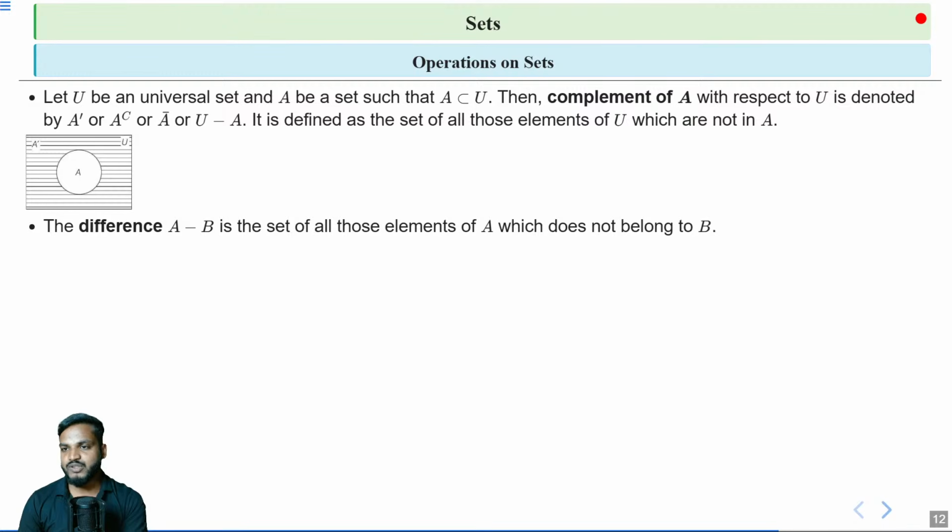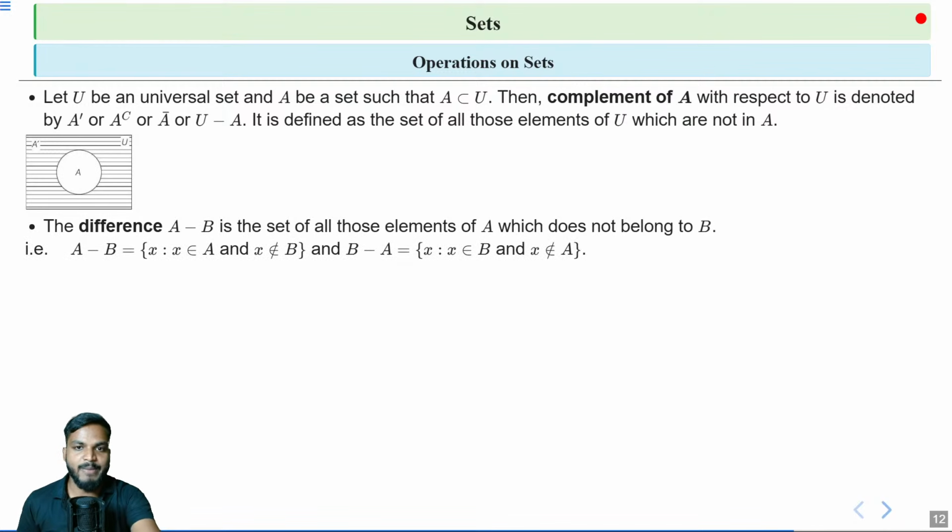Next operation is the difference of sets. We have two sets A and B, then A minus B means the set of all those elements of A which do not belong to set B. Mathematically, x belongs to A minus B if x is in A but not in B.